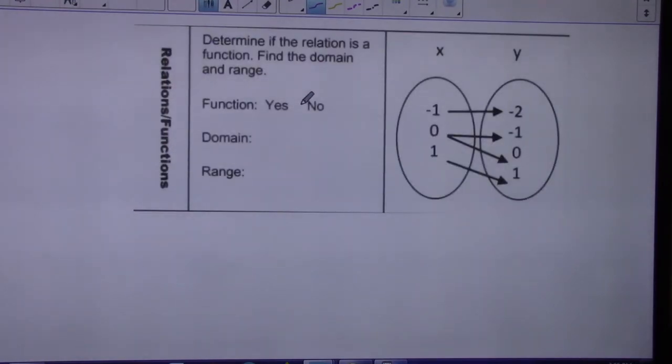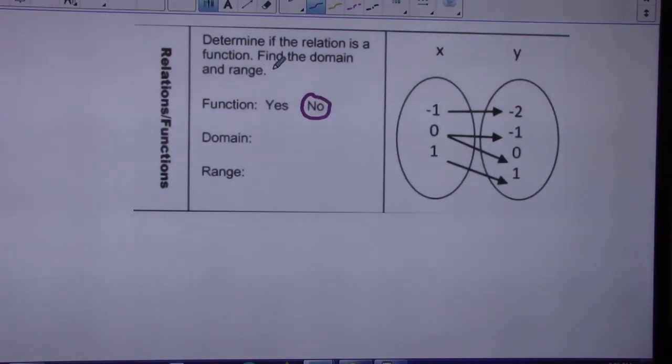Okay, this one right here, relationship: is it a function, yes or no? No. You can't have more than one y for an x. If there are two y's for an x, it's not a function. One thing depends on another. That's what I'm saying.